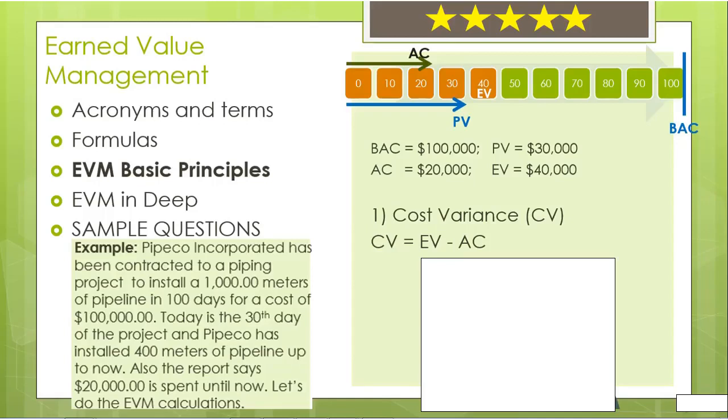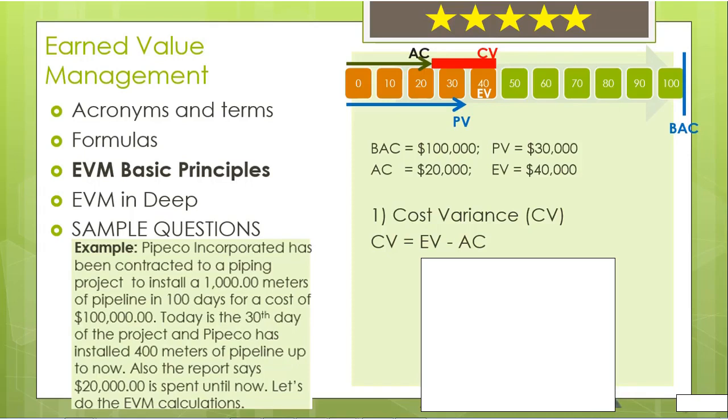Cost variance is the difference between earned value and actual cost. The formula is simply EV minus AC. This is earned value minus actual cost. On our value line, it will be this red box. Earned value tells us, according to our plan, we should spend $40,000 until now to install 400 meters of pipeline.